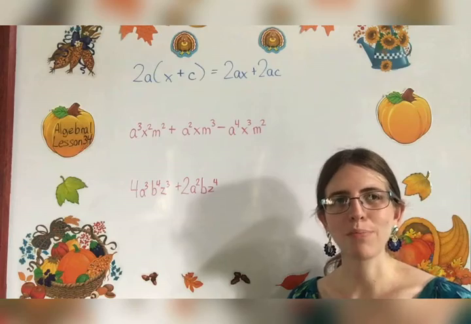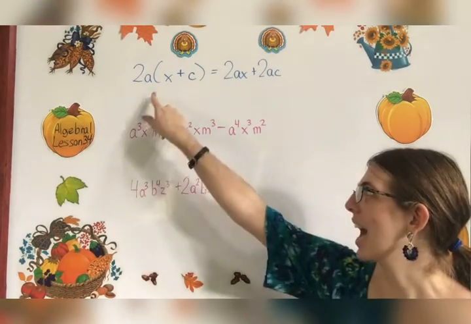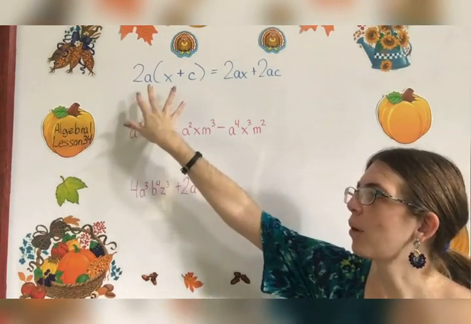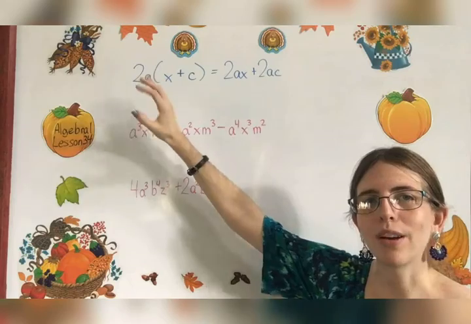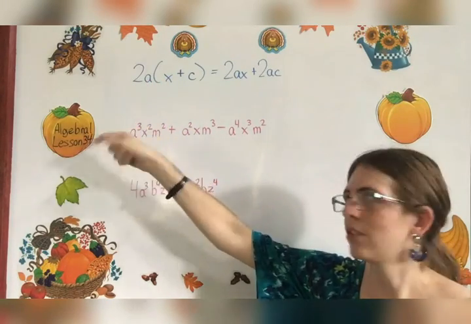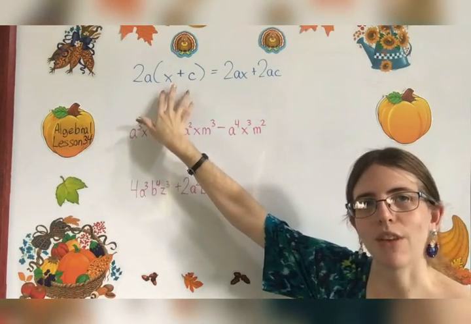So look at my blue problem up on the top of the board. I have 2a times (x plus c). Remember, when you have a multiplication problem, the parts being multiplied together are called the factors. So 2a is one factor and x plus c is the other factor.